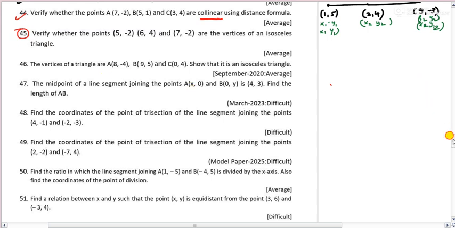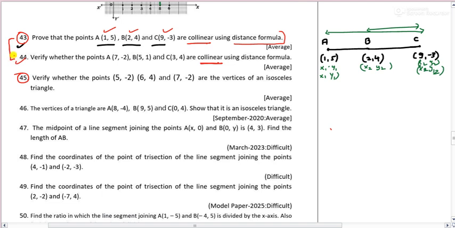Okay. And one more important thing. If you look at 43 and 44, the difference is quite visible in the question. Here they are asking to prove that they are collinear. It means when you solve, you should get these as collinear points. It means it should be equal. AC should be equal to AB plus BC because they are asking to prove that it is collinear. But if you look at 45, the question is to verify whether they are collinear or not. So here you may get equal or not equal. So just by looking at the question heading, you can figure out what type of question has been asked. Understood? Yes, sir.